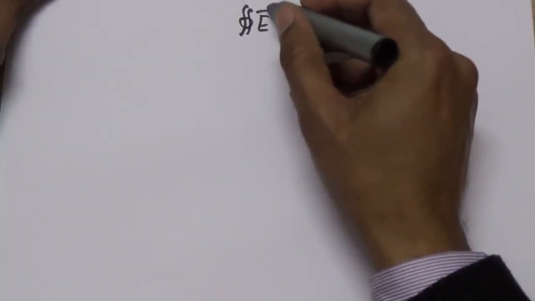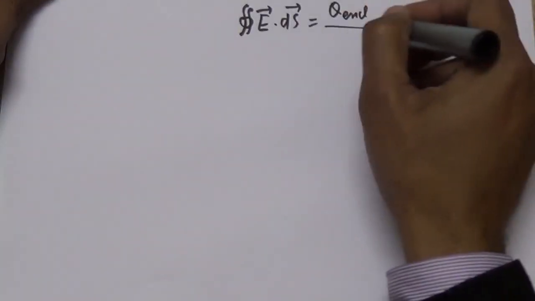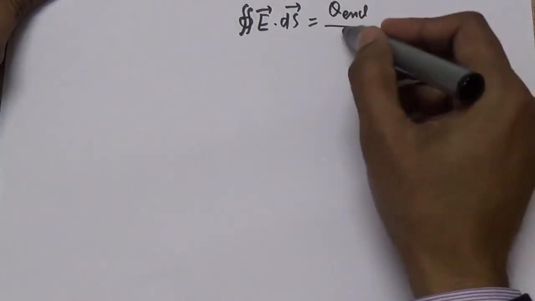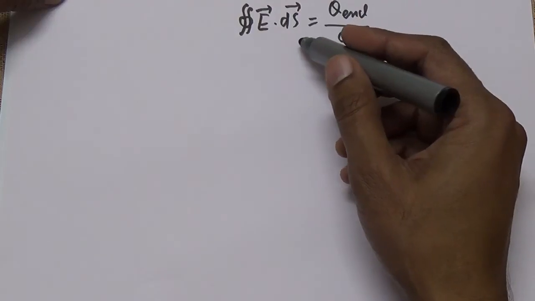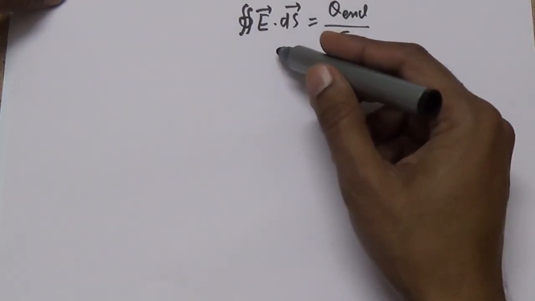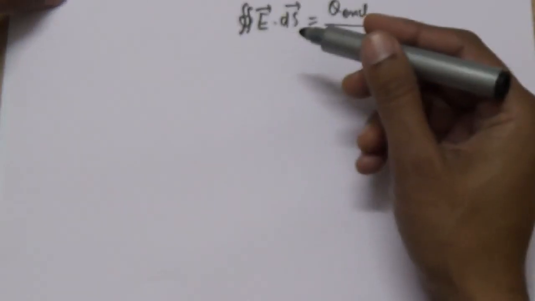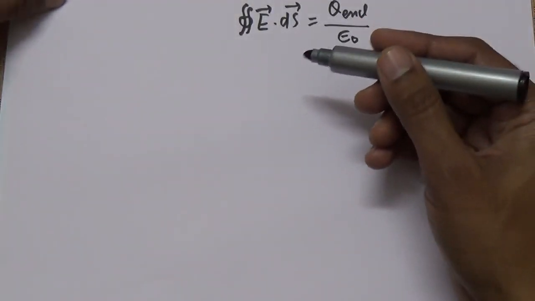Gauss law in electrostatics, you have seen in the first slide, states that the closed surface integral of E dot ds is equal to Q, that is the total charge enclosed by this closed surface, upon epsilon naught. Now, to convert this integral equation into the differential form, I have to use the Gauss divergence theorem.